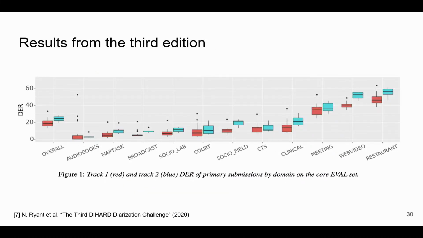So these are from the third DIHARD challenge. Here, for all the submissions that were submitted to the challenge, they prepared these box plots. You have the overall performance, track 1, track 2. Let's focus only on track 2 in blue. You can see that this is the overall performance, but over here you have all the different types of data sets or characteristics.